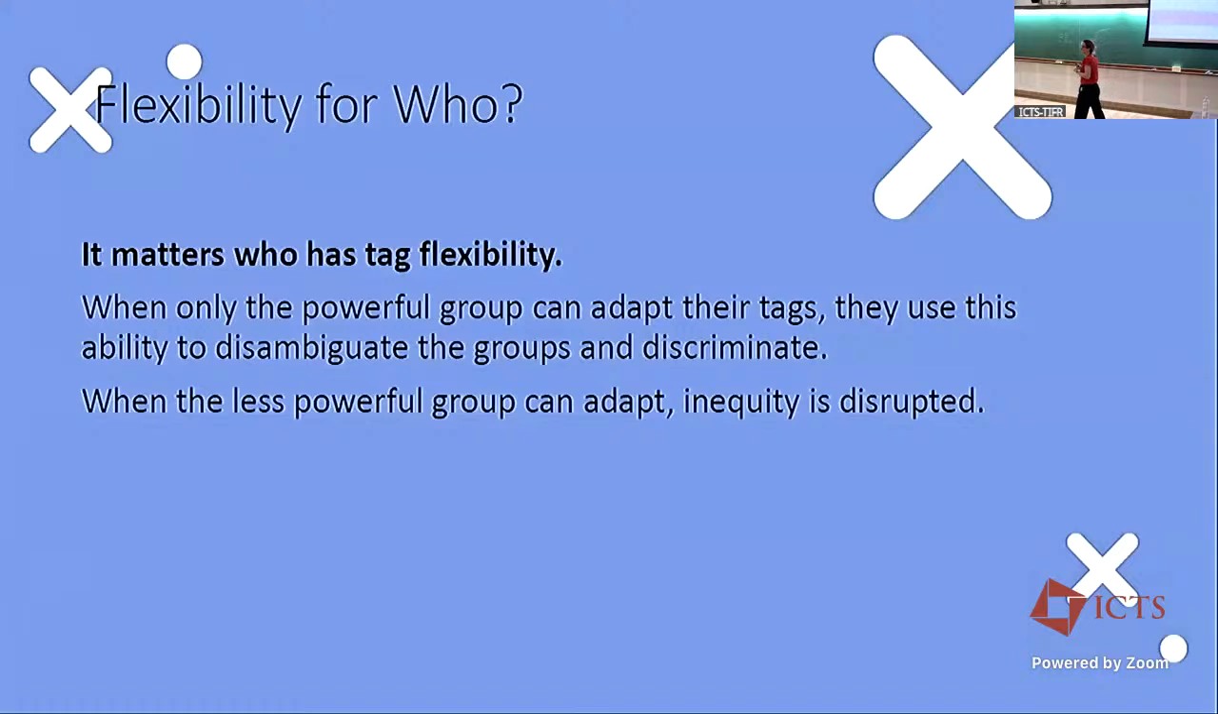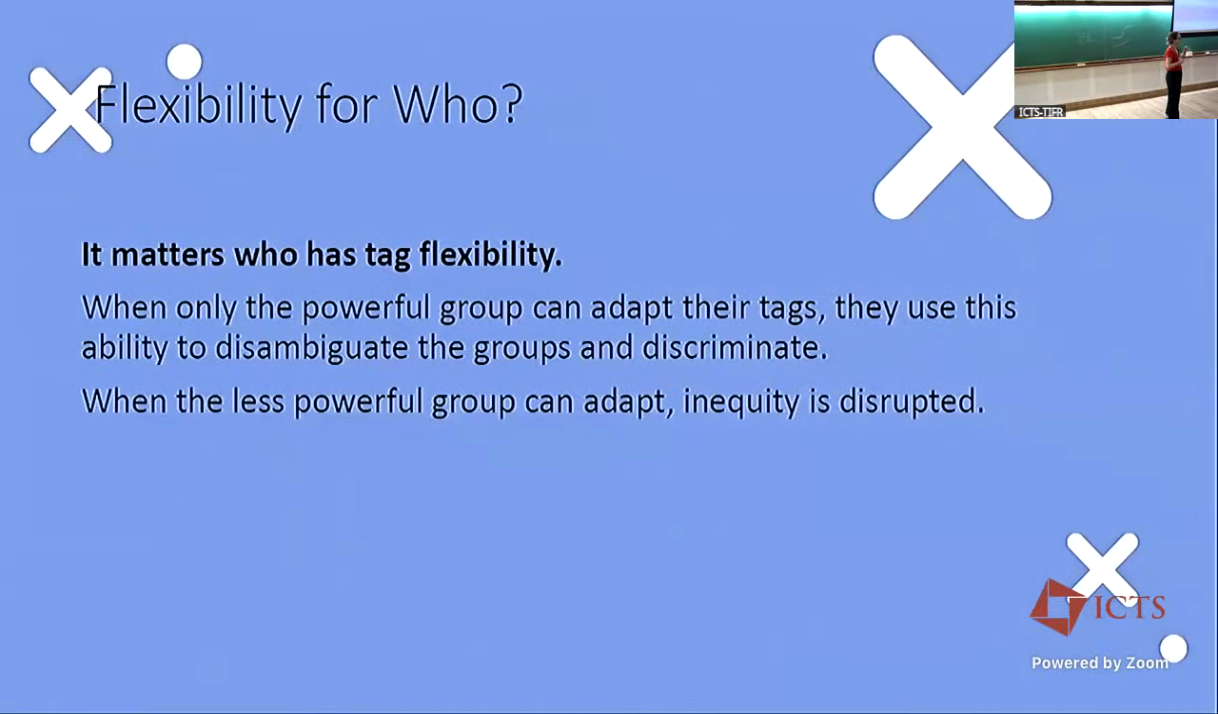All right, so this responds to some of the comments coming up. In these models, it matters who has tag flexibility. If we only make the powerful group able to adapt their tags, they still will keep separate tags for the most part, and there will be this disambiguation. Now they can disambiguate a low power group that they can take advantage of, and we see discrimination emerging usually. When we allow the less powerful group to switch tags, then you see the disruption of inequity. So that's the place where it matters that someone's able to change their tags.